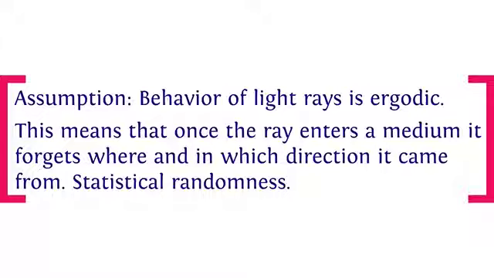So just to understand it, the ergodic assumption means that once the ray enters the medium, it forgets where and which direction it came from. It essentially refers to statistical randomness. So this ray of light came in, and it can give rise to lots and lots of rays inside in all kinds of angles, all kinds of directions and all kinds of intensities. So there are two assumptions there. One is thermal equilibrium, which gives you that n squared factor. And two is the statistical randomness.